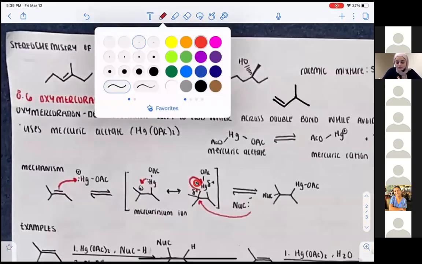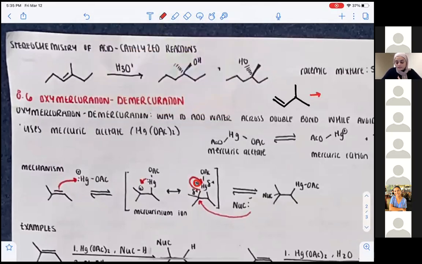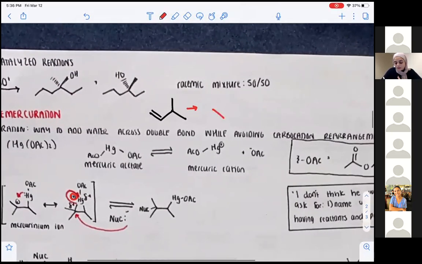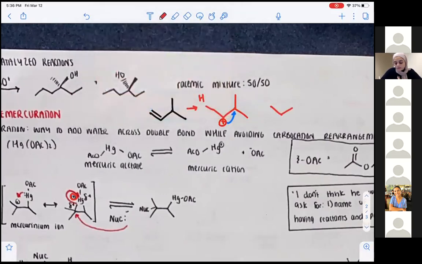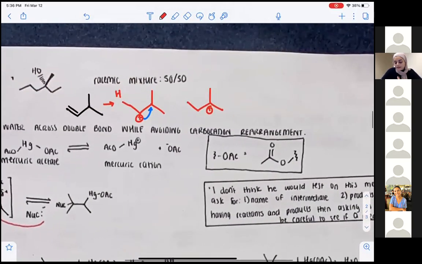Okay, so the H3O+ product would probably look something like this because we add the hydrogen over here, we have our carbocation over here. Then for it to be tertiary substituted, it would go over here. And then we would add our nice little water.